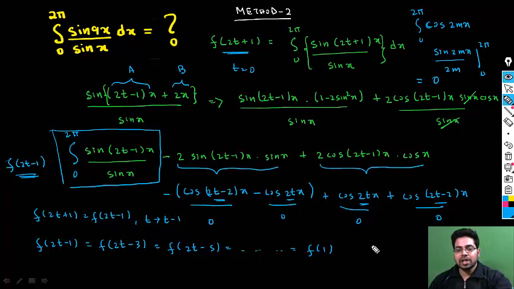So this integration would then become 0 to 2 pi sine x. If I put t equals to 0, it would become sine x, and here also it would become sine x. So finally its integration from 0 to 2 pi of 1 would be equal to 2 pi. Now let's look at method 3.